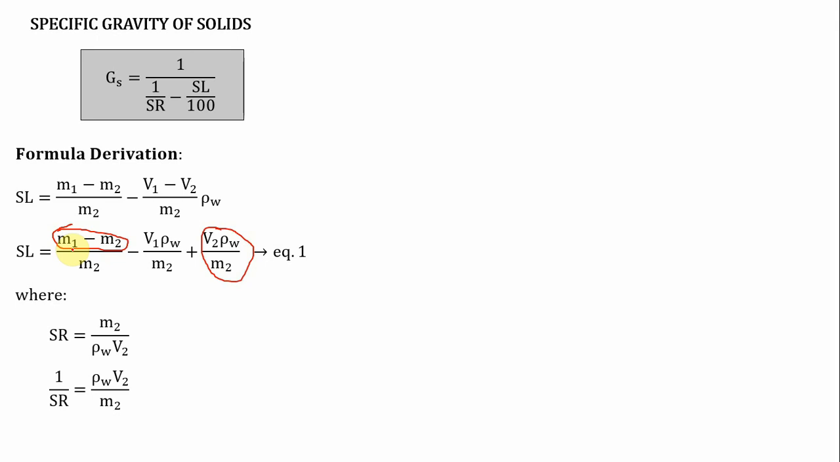What is ito, class? M1 minus M2. That is simply the mass of water at the natural state of soil. Okay? So ang gawin ko, class, i-substitute ko lang to, itong equation na to at itong equation na to. So therefore, from equation 1, we have SL is equal to MW divided by M2 minus V1 times density of water divided by M2 plus 1 over SR.